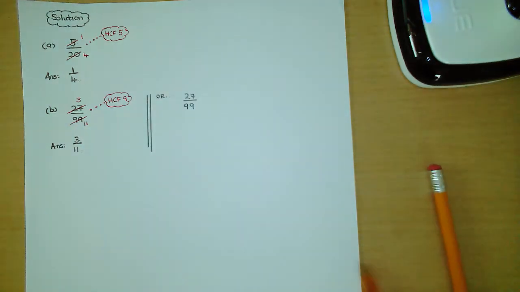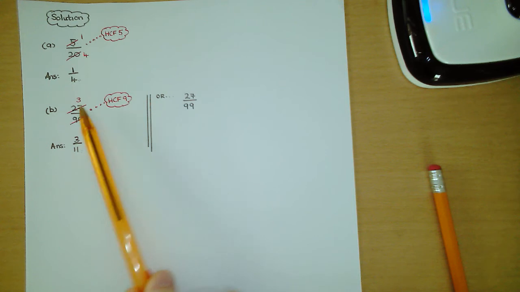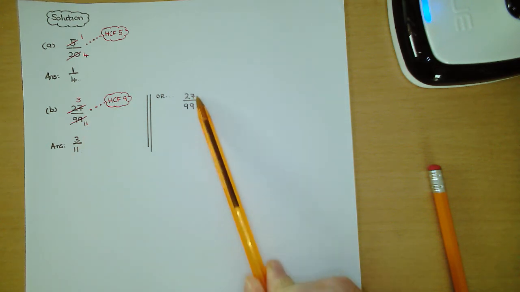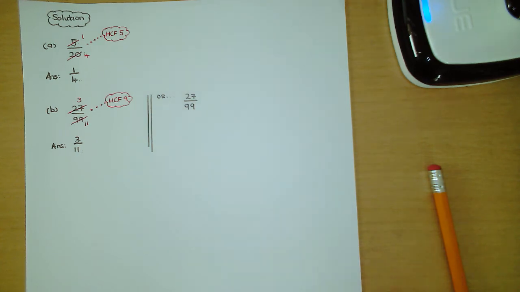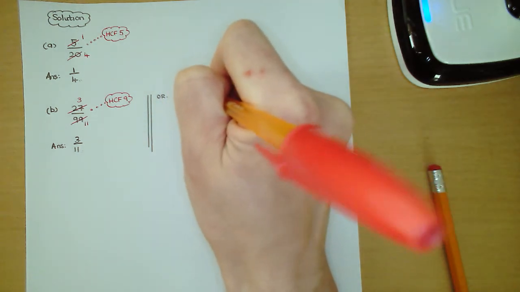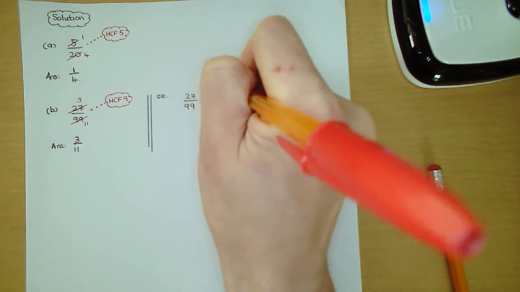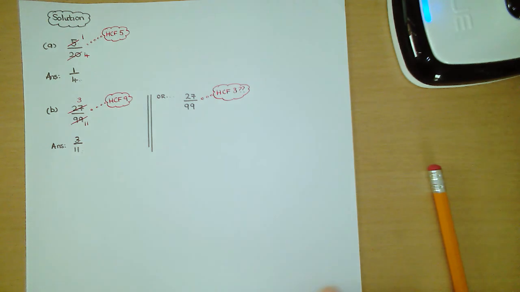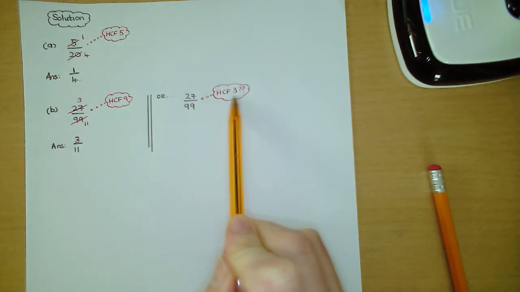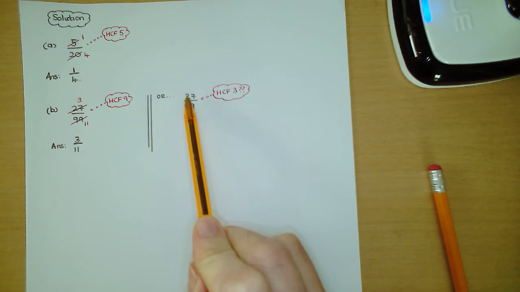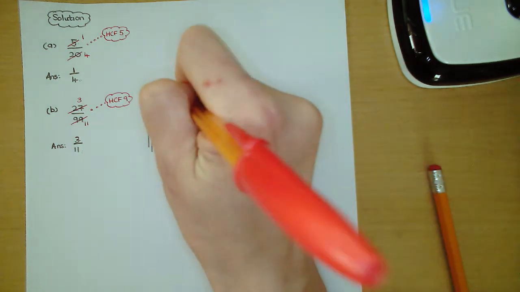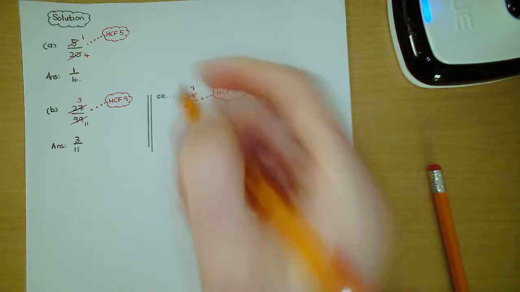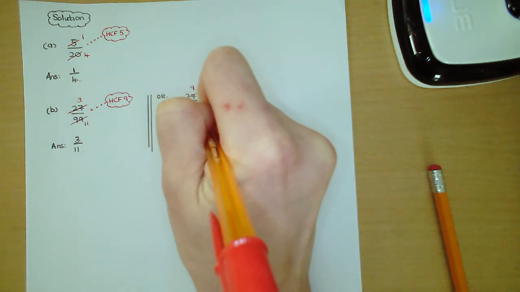Now, some people may not have realised that the highest common factor of 27 and 99 was 9. Some people might have looked at it and went, well, hold on, 3 goes into both of those numbers, so is the highest common factor 3? Well, let's see. We think the highest common factor is 3. So we're going to divide the numerator by 3, and that's going to give us 9. We're going to divide the denominator by 3, and that's going to give us 33.